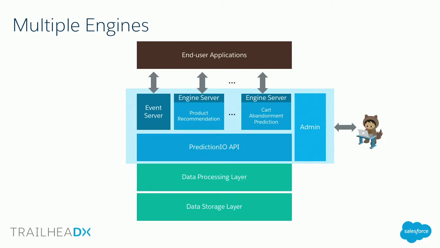That's the power. Using the same framework, same structure, same infrastructure, you can create multiple engines, and these engines can be used for different use cases. For example, let's say you are building an e-commerce application. You can have one engine doing product recommendation, and then you can have another engine to predict how likely a shopper is to abandon their shopping cart.